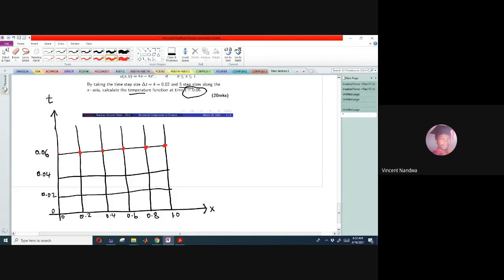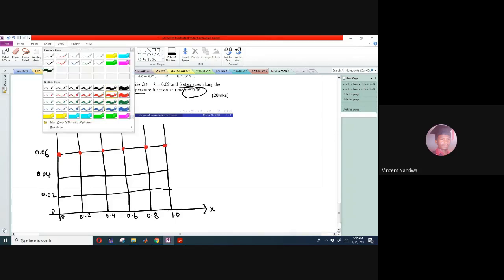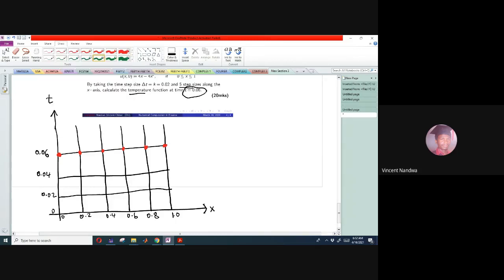So the values are these red nodes, but we cannot find the values at this line before you know the values at the nodes lower than this row. Therefore, we'll also be required to know the values at these other nodal points, these points below the line t equals 0.06. So we'll have to get these values.